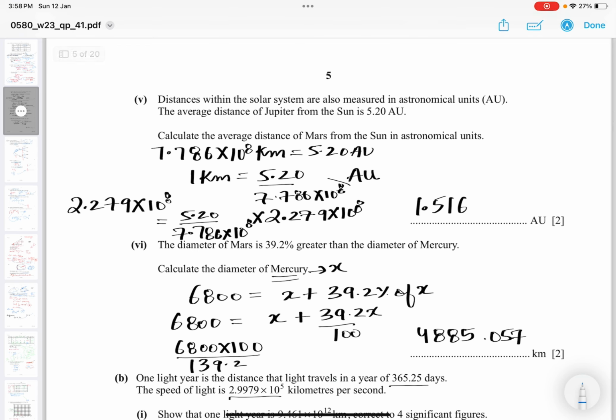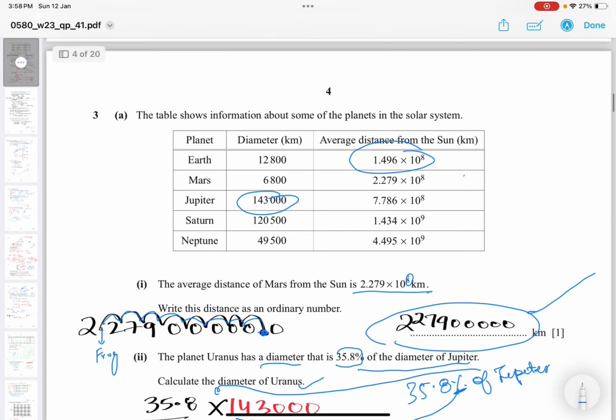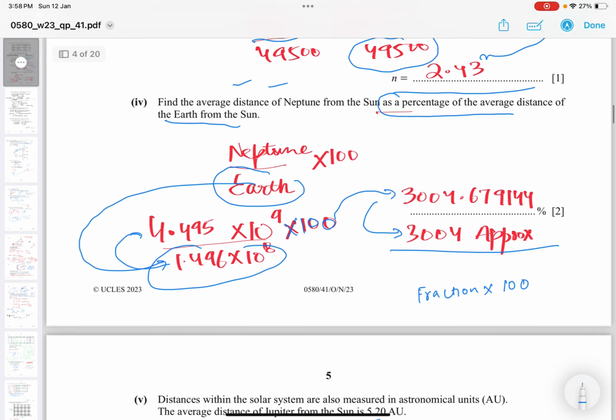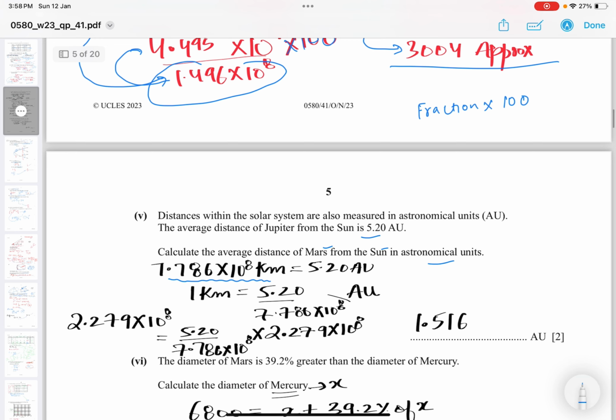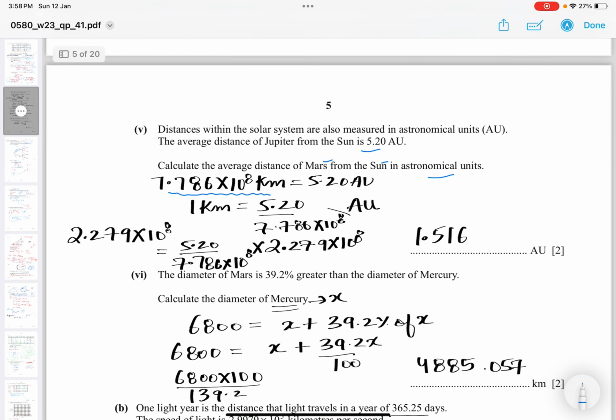Distances in the solar system are also measured in astronomical units. Calculate the average distance of Mars from sun in astronomical units. All right, so this is the distance of Jupiter from the sun. It has been given to us in the question, and this one is 5.20 AU, astronomical units. As you can see, 5.20. So this many kilometers is equal to this.